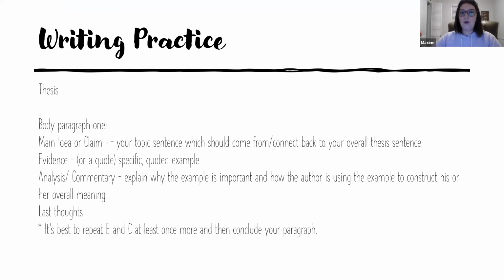And then you're going to work on your body paragraphs. So for each body paragraph, you're going to have a main idea or a claim, and your topic sentence should connect back to your overall thesis sentence. You're going to have evidence or a quote, which should be a specific quoted example. You're going to have analysis and commentary, which then explains why the example is important and how the author is using the example to construct his or her overall meaning.